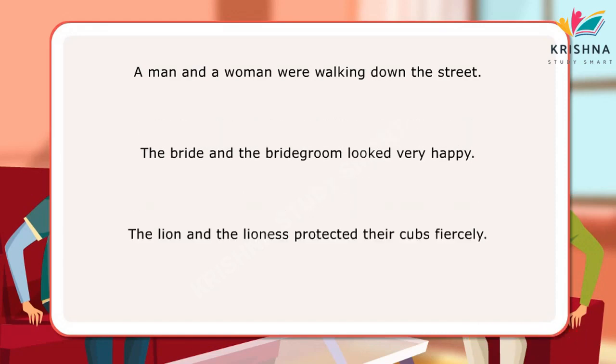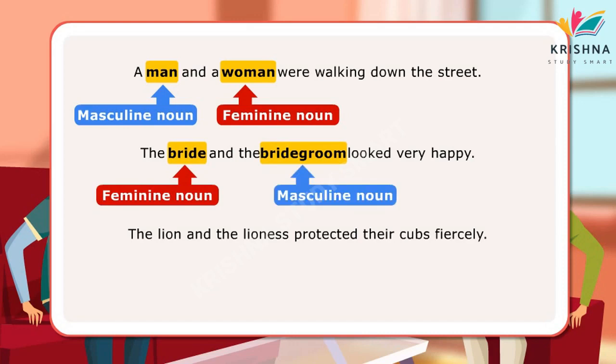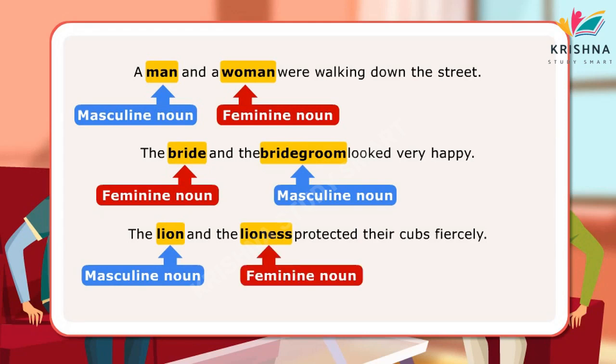In the first sentence, man is a masculine noun as it represents a male, and woman is a feminine noun as it represents a female. In the next sentence, bride is feminine being female and bridegroom is masculine being male. In the third sentence, lion is male and so a masculine noun, while lioness is female and so a feminine noun.